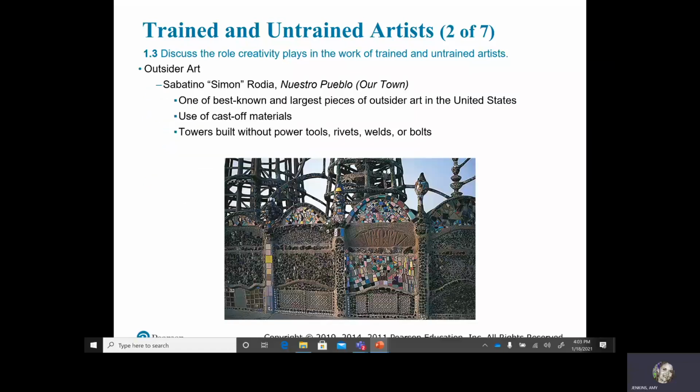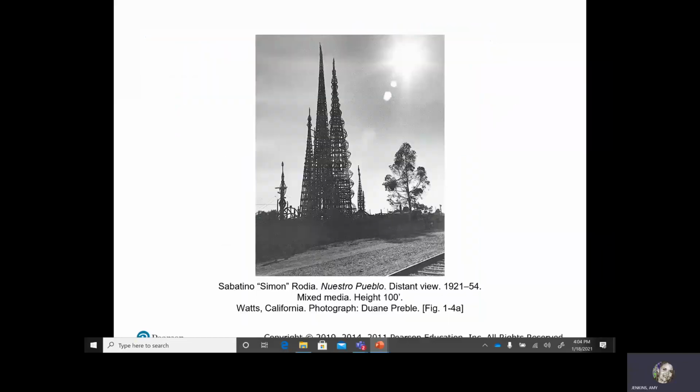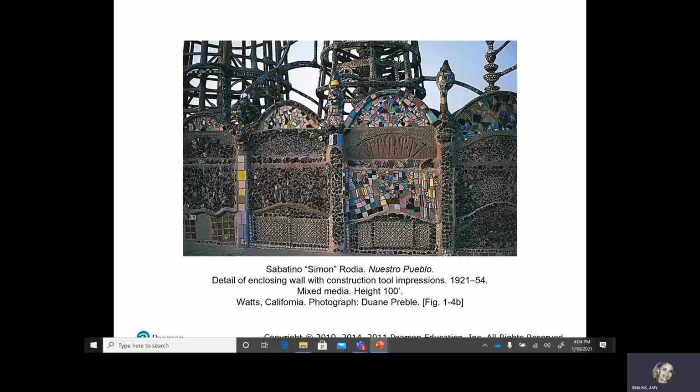Here is an outsider art: Sabatino Simon Rodia's Nuestro Pueblo, Our Town. It's one of the best known and largest pieces of outsider art in the United States. It makes use of cast-off materials. He created towers built without power tools, without rivets, welds, or bolts. Here's a distant view of the towers. And here's a close-up bigger view.